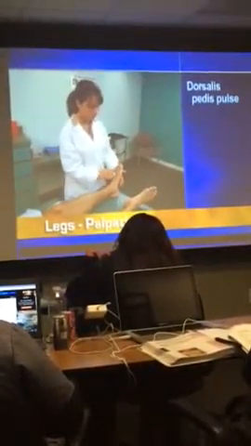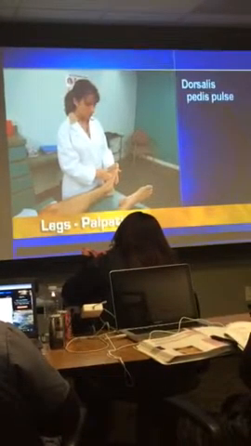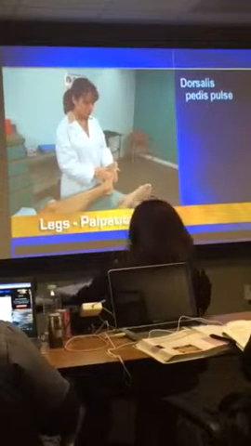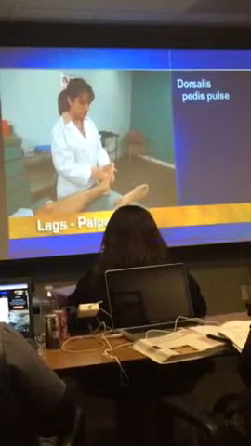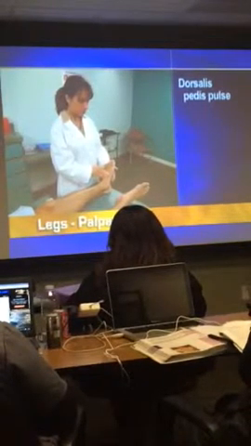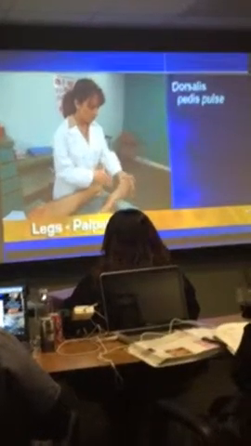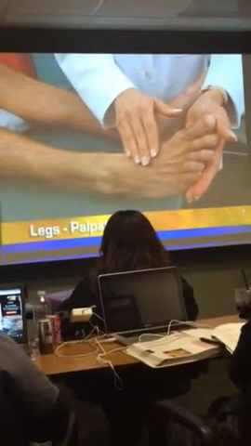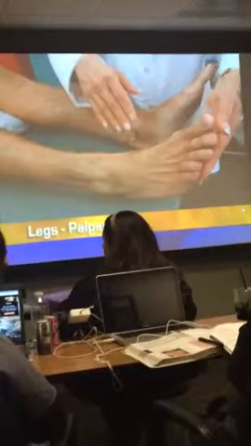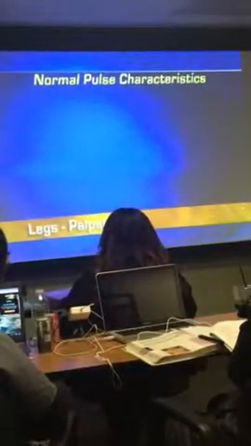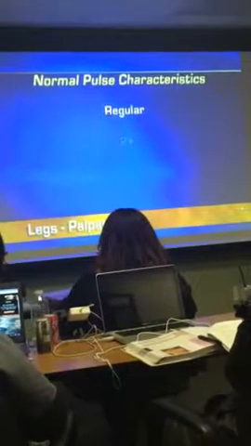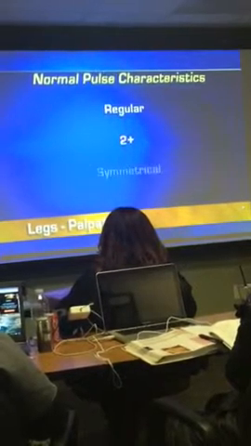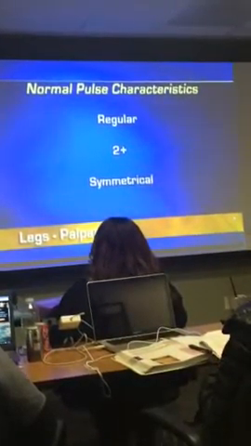For the dorsalis pedis pulse, lightly palpate just lateral to the extensor tendon of the big toe. Remember to palpate the posterior tibial and dorsalis pedis pulses on the opposite foot. All pulses should feel regular, 2+ in amplitude, and symmetrical bilaterally.